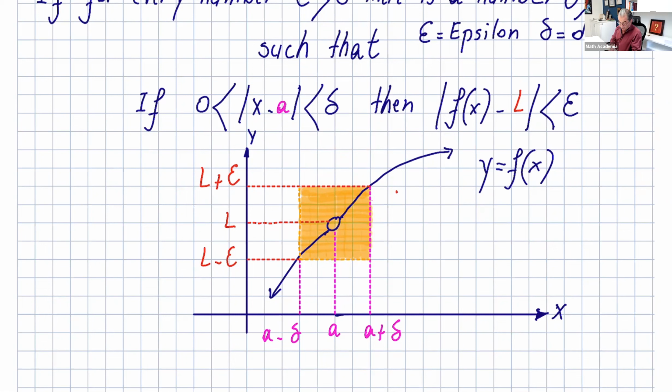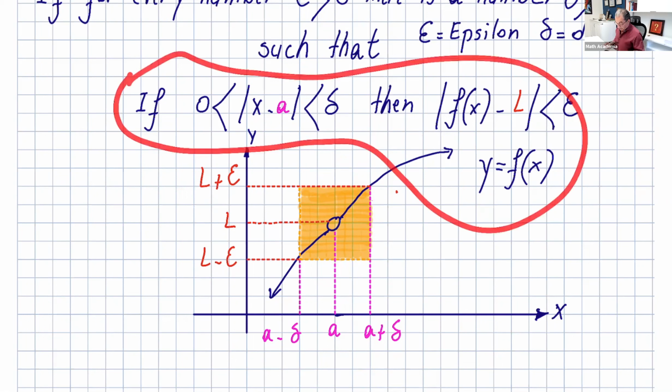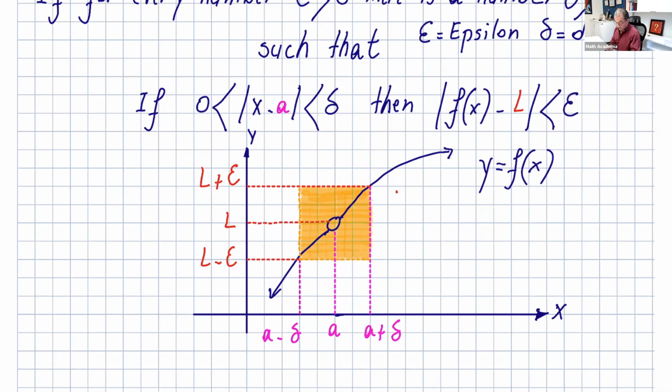How do you write that mathematically? That's how you write it. If the absolute value of x minus a is between 0 and delta, then the absolute value of f of x minus L is less than epsilon.